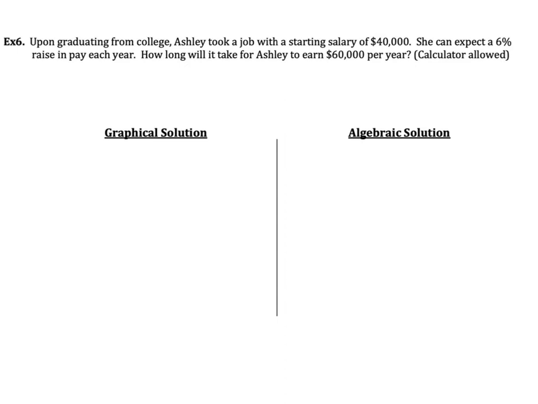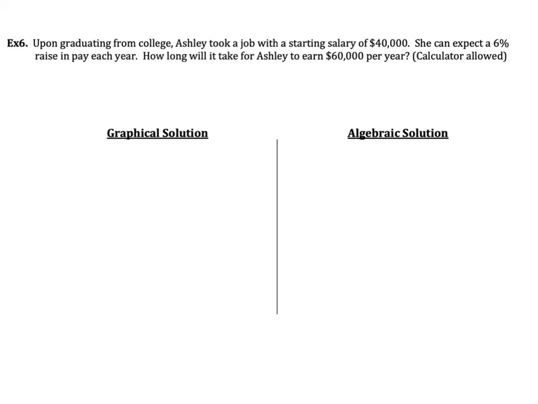It says, upon graduating from college, Ashley took a job with a starting salary of $40,000. She can expect a 6% raise in pay each year. How long will it take for Ashley to earn $60,000 per year?